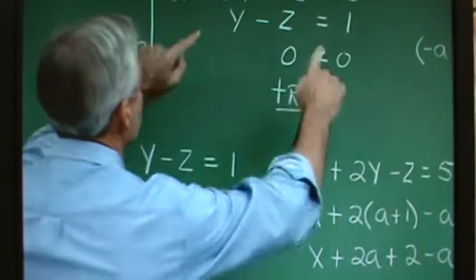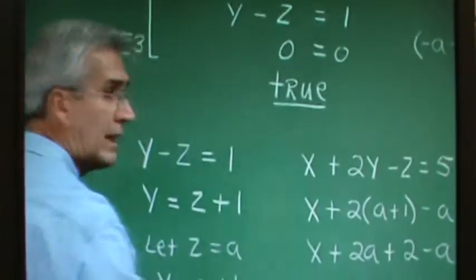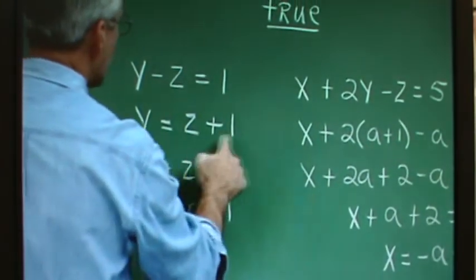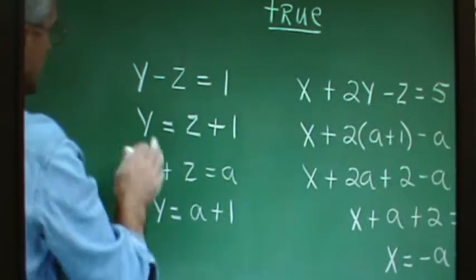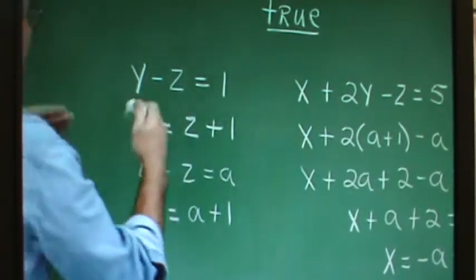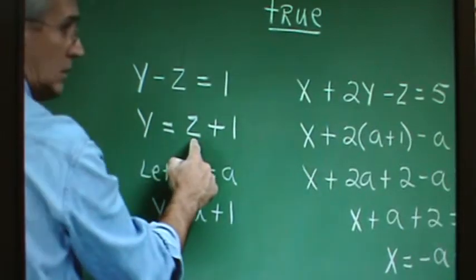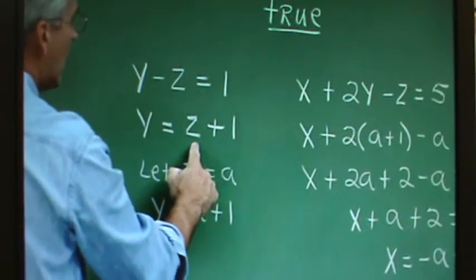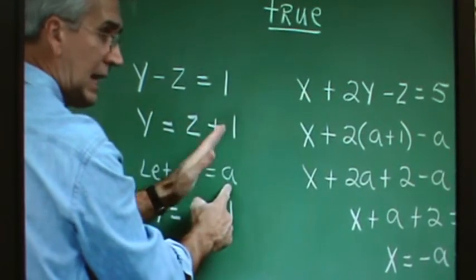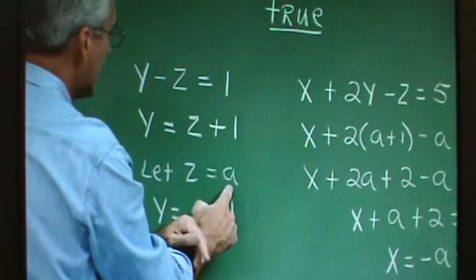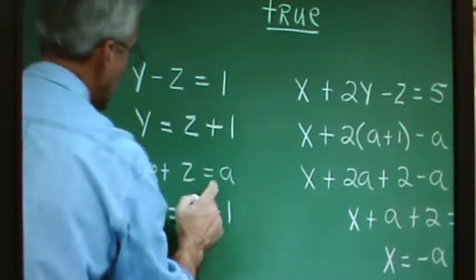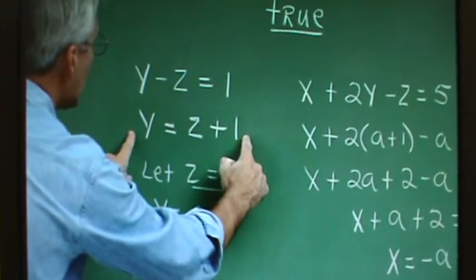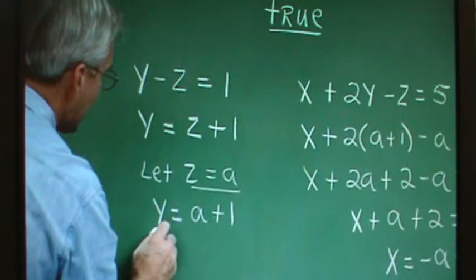You take this equation and solve it for one of the letters. It's easy here to solve for y. So if I say that y is equal to z plus 1, then I'm solving for y. Now you let the letter used in the solution of y take on a value like a. Just name it a, some foreign letter. I'll tell you why in just a minute. So if z is a, we now have a value for z, and then this becomes y equals a plus 1. So now we have a value for y.